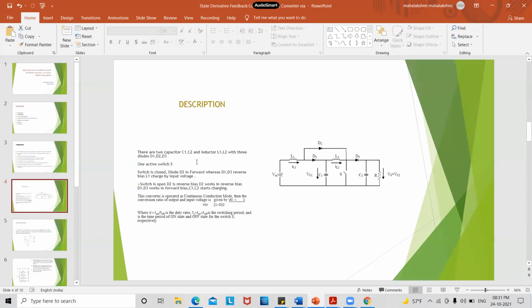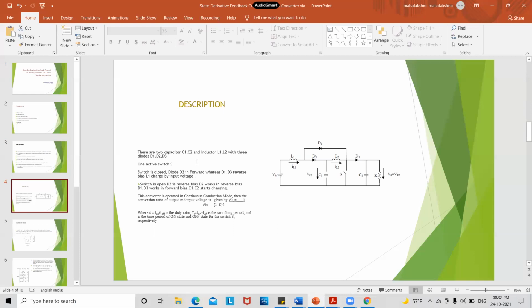Description of the circuit. The circuit is shown and it consists of two capacitors, two inductors, three diodes, and one active switch. When the switch is closed, the diode D2 is in forward bias, whereas D1 and D3 operate in reverse bias. L1 is charged by the input voltage, that is, the capacitor 1. When the switch is open, D2 is in reverse bias, and D1 and D3 work in forward bias. Here the capacitors C1 and C2 start charging. This converter is operated in continuous conduction mode.